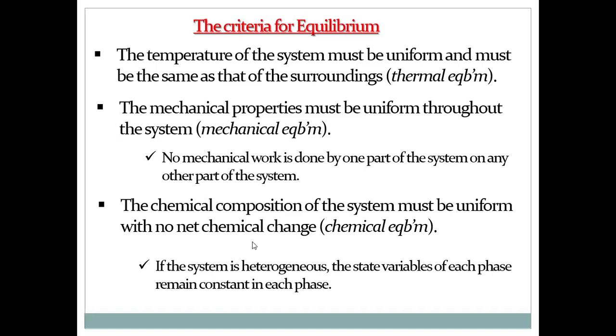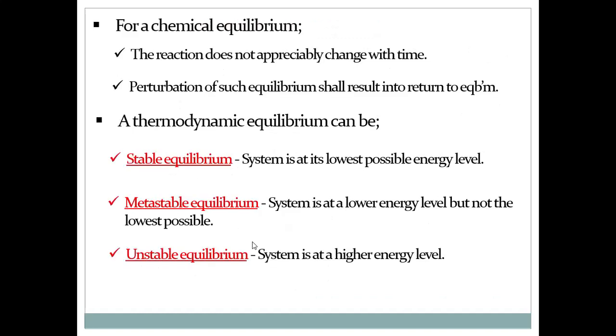For chemical equilibrium, the chemical composition of the system must be uniform. That means there is no chemical change. For a chemical equilibrium, the reaction does not appreciably change with time. Then perturbation of such equilibrium shall result in a return to equilibrium.